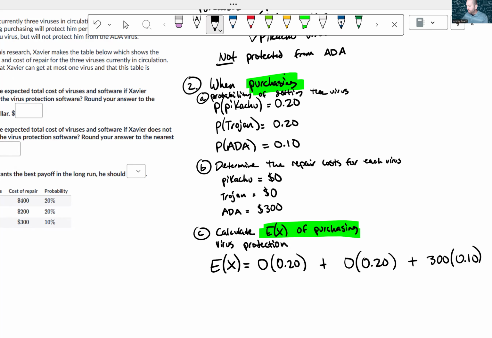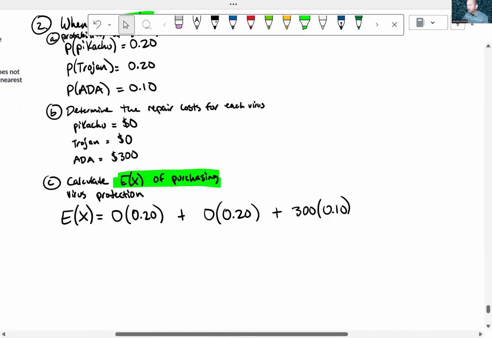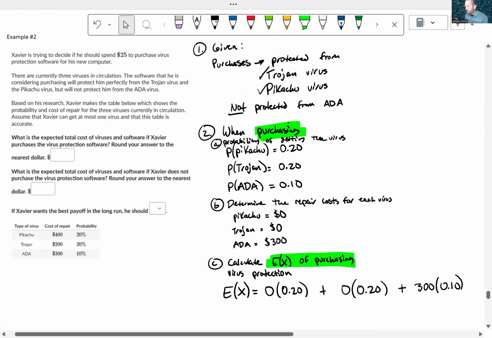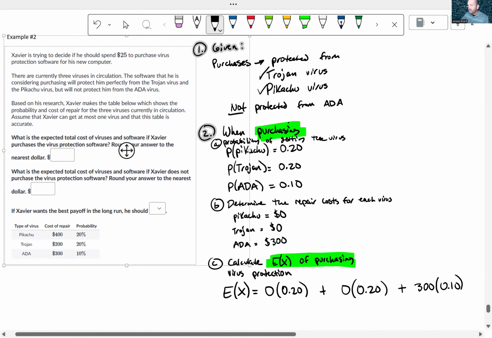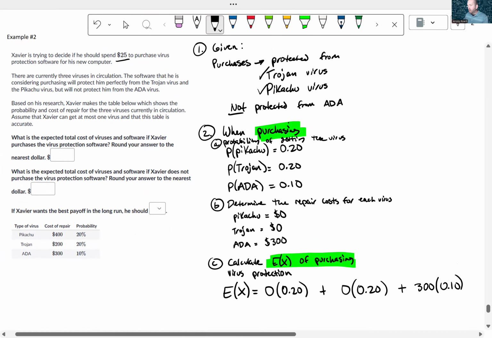Now, you might be thinking that's all of our equation, but we have to also include in here how much he paid for the virus protection. And if I left that out in the beginning, I apologize. The problem at the top is saying he's trying to decide if he should spend $25 to purchase this software. So he does have a cost, which is $25.